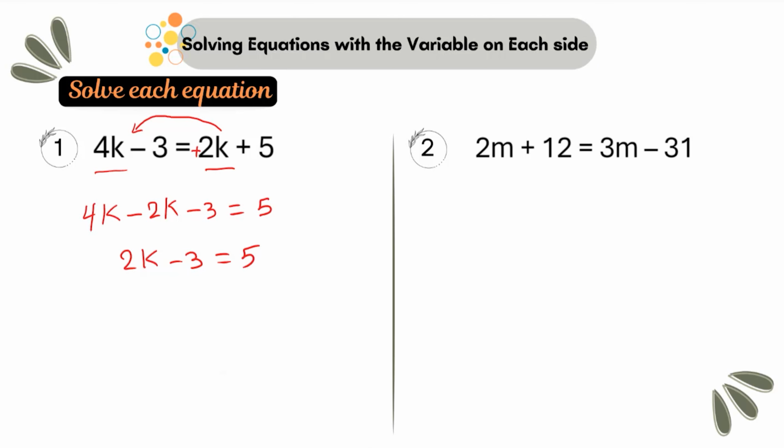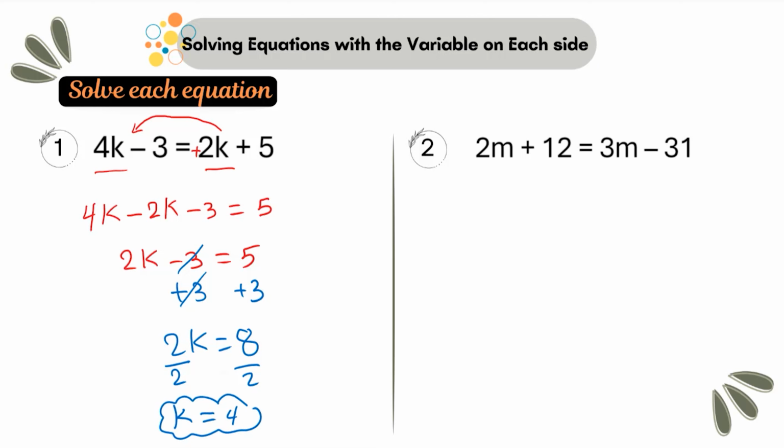Now, how can we solve it? We should cancel minus 3 here, so plus 3 on both sides. The opposite of minus is plus. Now we have 2k equals 5 plus 3, which is 8. Now, how can we cancel 2? The 2 here is multiplied with k. To cancel it, we divide, because the opposite of multiply is divide. Then the answer will be k equals 4.